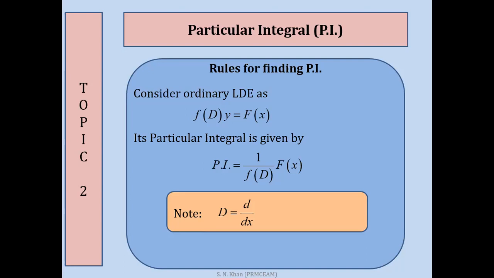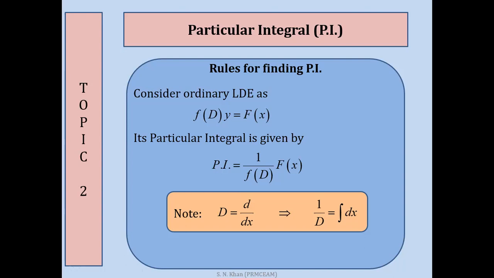Whenever we face operator 1 upon D, please remember that it means integration with respect to x. Operator D is a differential operator, D equals d by dx, and operator 1 upon D is an integral operator. In the same manner, D square means second derivative with respect to x, d2 by dx square. Similarly, 1 upon D square means 2 times integration with respect to x.